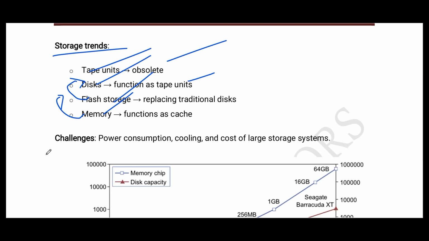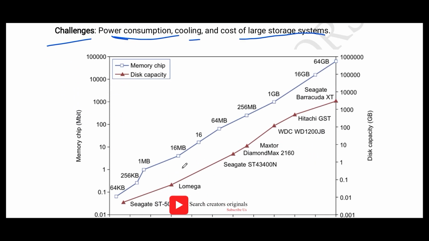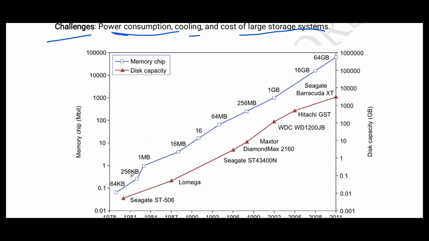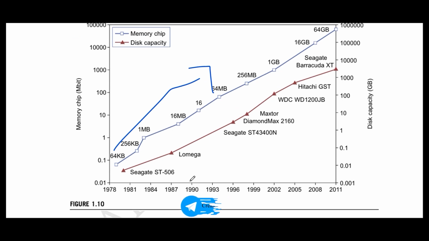Next are challenges. Some of the challenges are power consumption, cooling, and cost of large storage systems. Here we can observe how memory chip size increased and what the disk capacities are. In this diagram we can observe that.